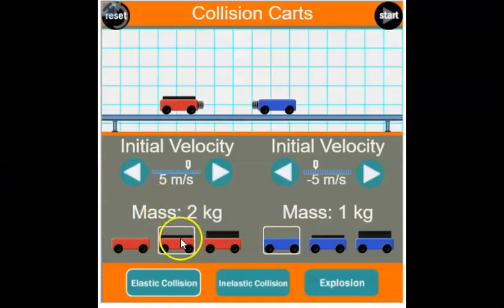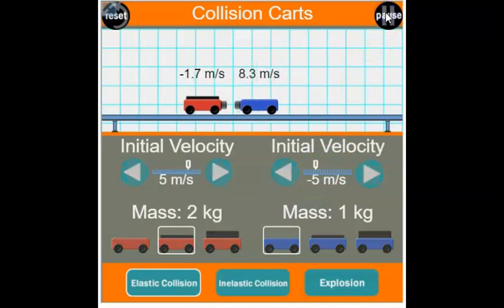Here you can see the red car is 2 kilograms, the blue car is 1 kilogram, the red velocity is 5 meters per second to the right, the blue velocity is 5 meters per second to the left. Let's run the simulation and see what we get. And there you have it. This is the exact result that we determined before. The red car would ricochet backwards at negative 1.7 meters per second, and the blue car would ricochet backwards at positive 8.3 meters per second.